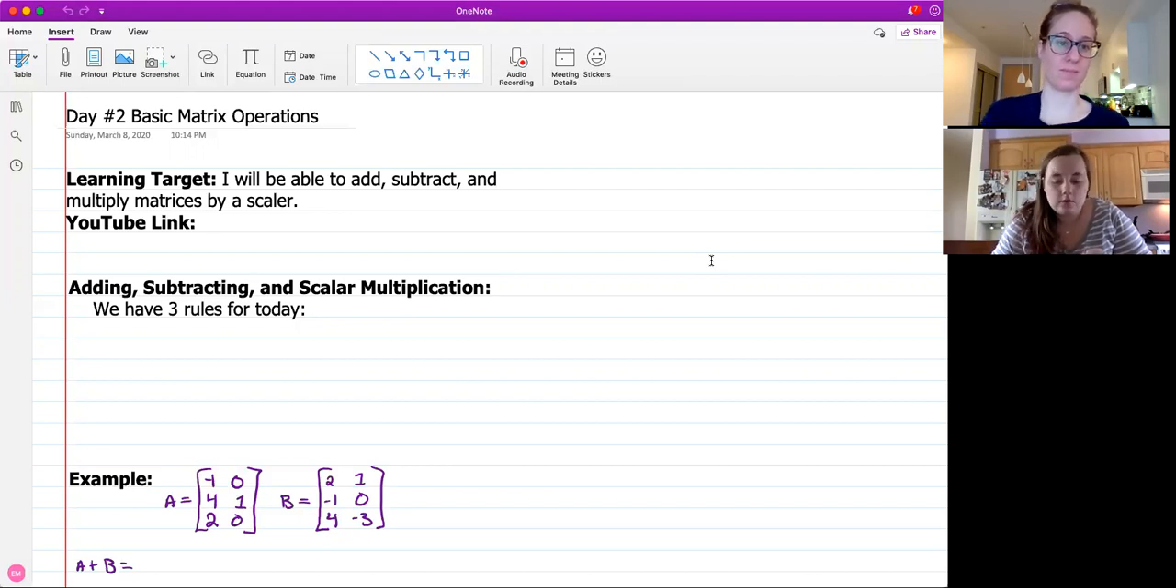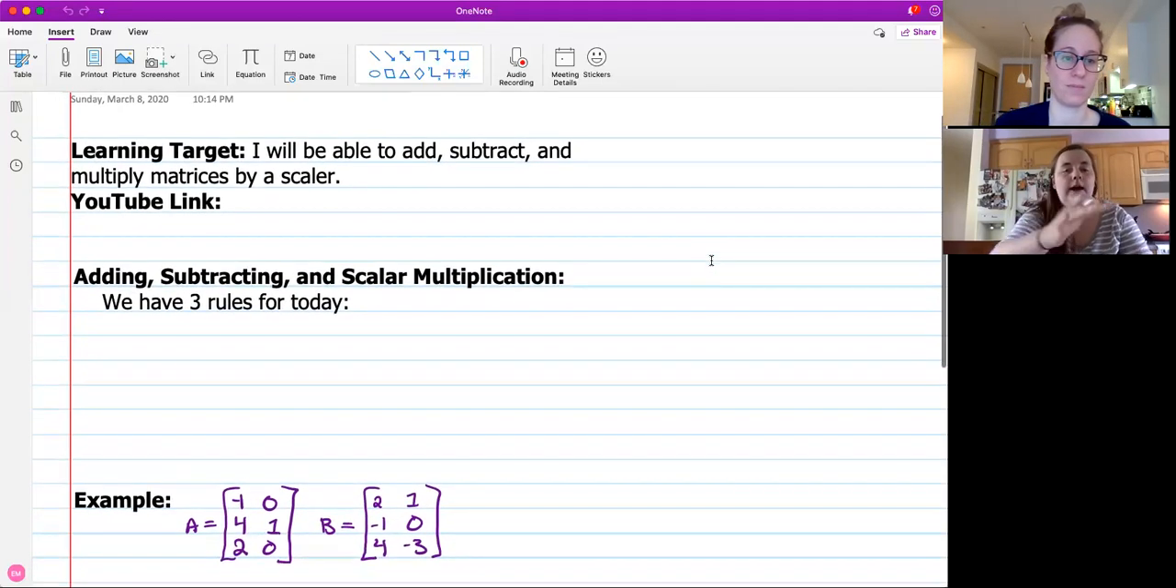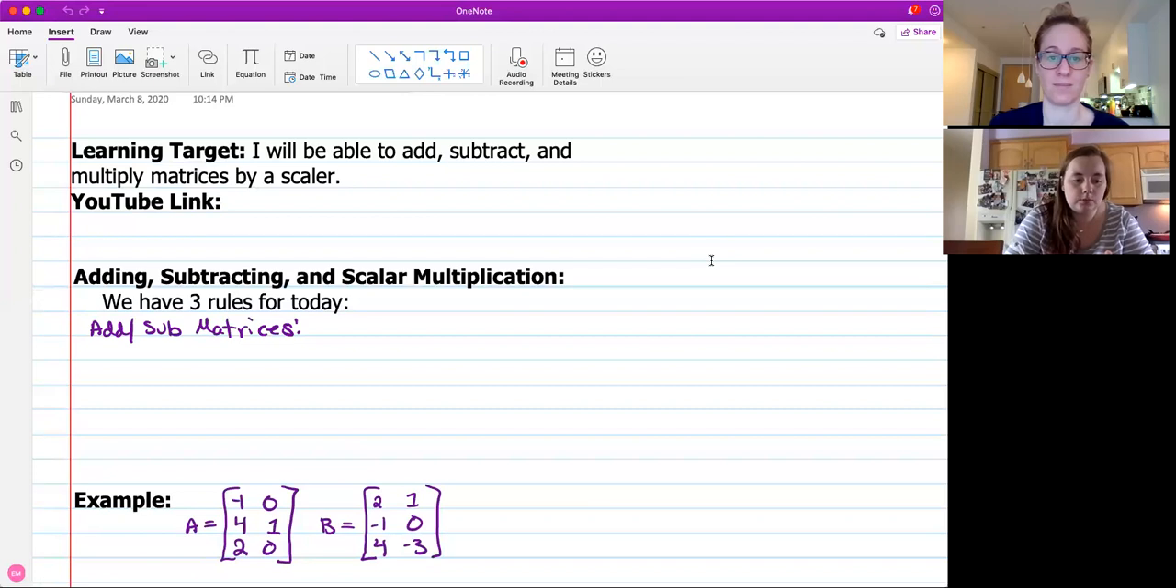Okay, so for our first 2 rules for today, we have 2 rules for adding and subtracting matrices. Sorry, I was reading as I was talking and it does not work. So for adding and subtracting matrices, we have 2 rules. The first is you can only add or subtract matrices with the same order.